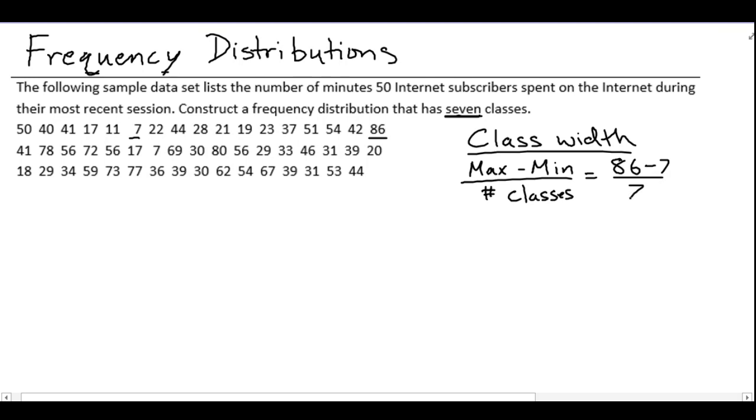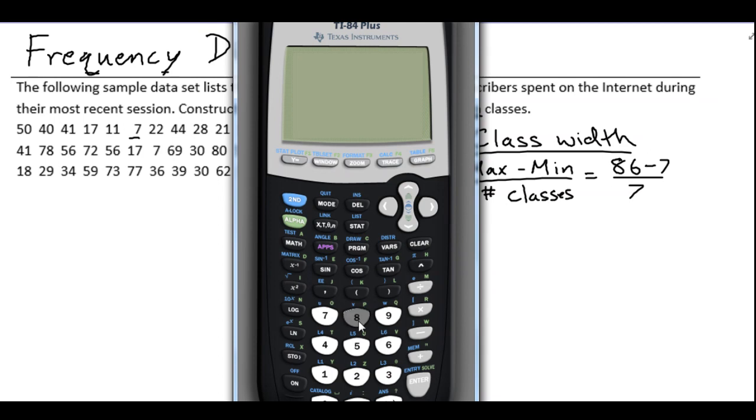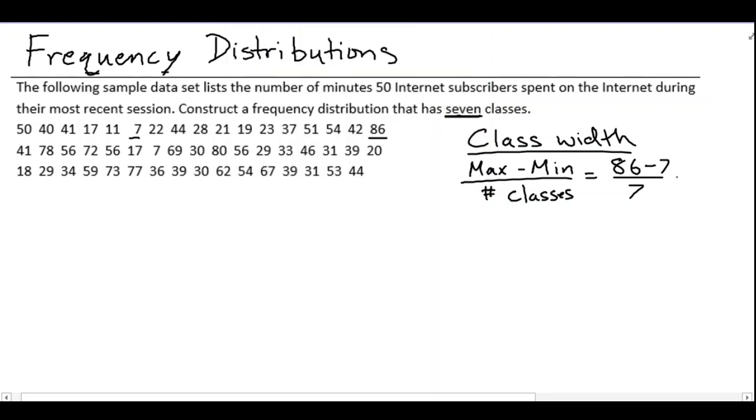I'm going to open up my calculator here to help me out. Let's see here, 86 minus 7. I should probably turn this on first. There we go. So we have here 86 minus 7, which gives us a number, and we'll divide that by 7. And we end up with 11.29. Now that's kind of an awkward number for us to count our classes with.